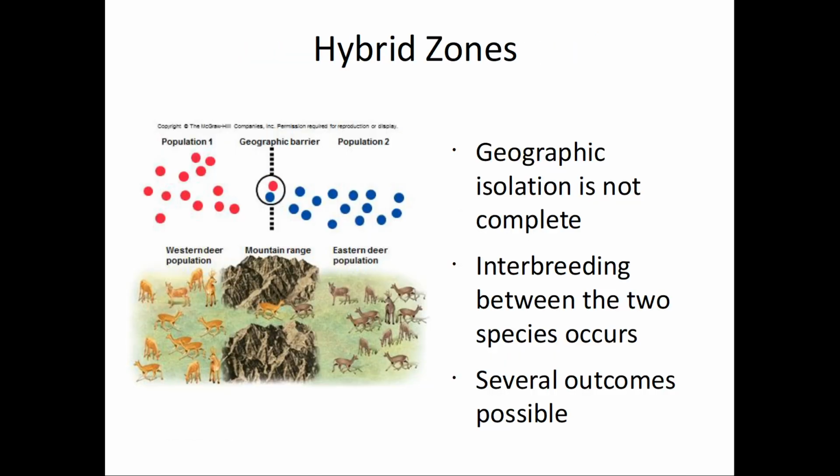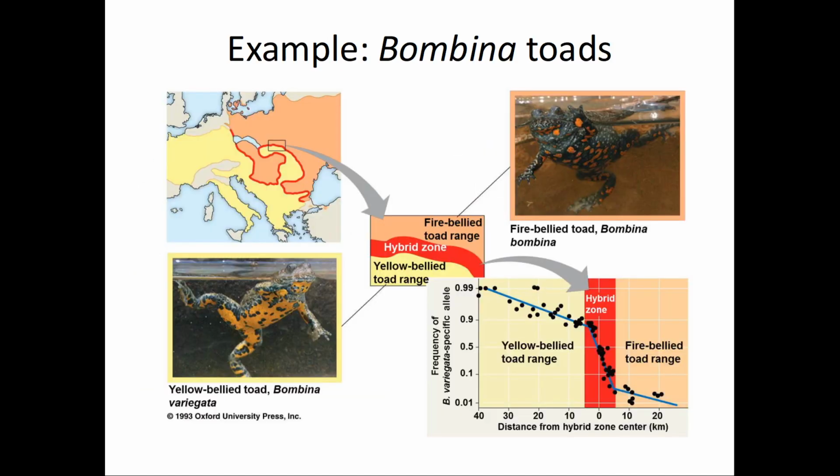So you have an example here. You've got these different populations of deer, and they're able to meet up in some places along the mountains, through passes. And you've got, for example, these toads. They typically are isolated, but they have these regions where they're able to interact and share genes.